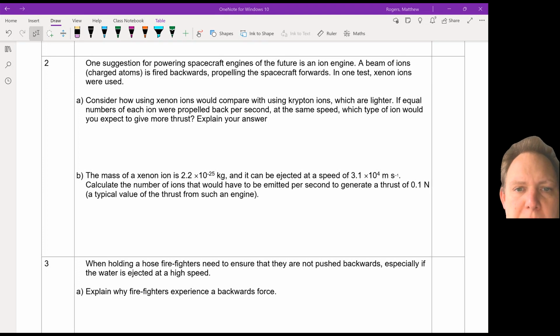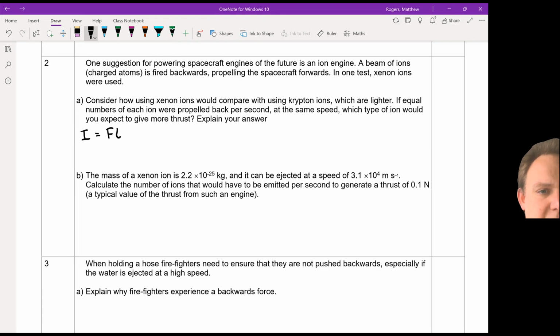If equal numbers of each were propelled back per second at the same speed, which type of ion would you expect to give more thrust? Explain your answer. So again, we want to answer this using the idea of impulse. The impulse given to the atoms is the force acting on them multiplied by the time it's acting for, but it's also equal to their change in momentum, which is their mass times their change in velocity.